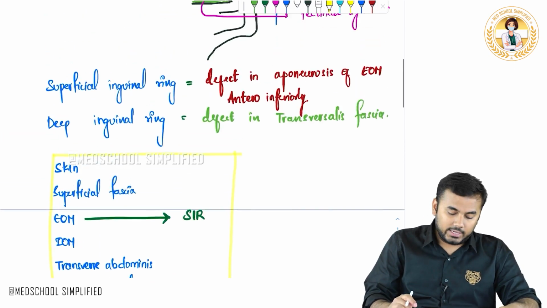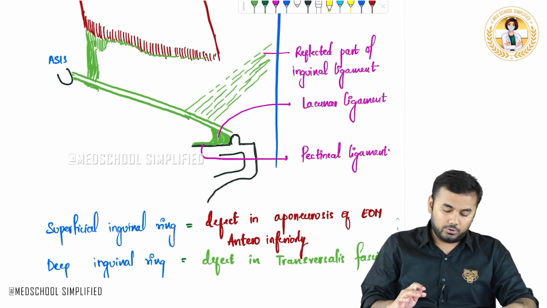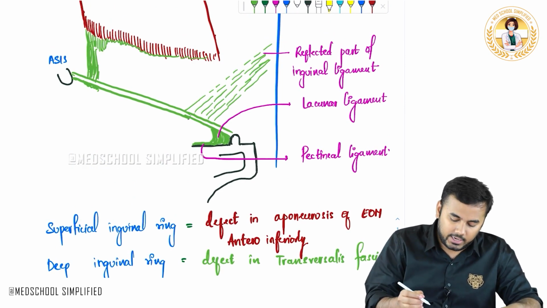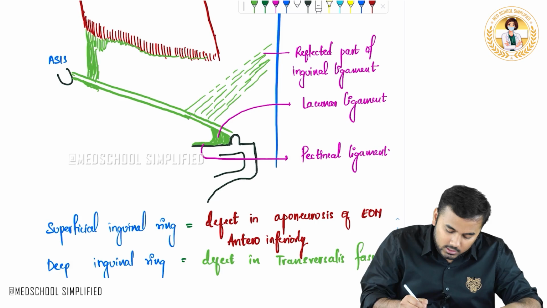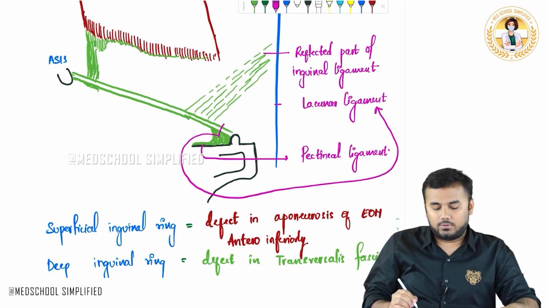So for example, if I wanted to draw the superficial inguinal ring, where can I draw this superficial inguinal ring? So let me rub this part over here. Let me put it in this way.